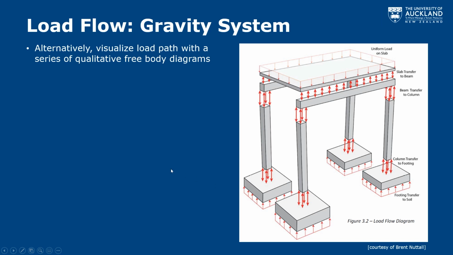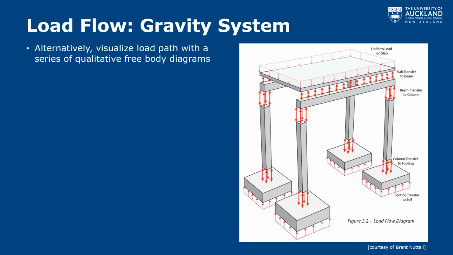and that compression in the column ultimately becomes some compression force on our foundation. So we're doing much the same as we showed in the last slide, where we're thinking, if we have a piece of load here, how do we go from the slab to the beam to the column to the foundation? But instead of thinking of it as directional arrows, we're breaking it down into these qualitative free body diagrams. As I said, it's effectively the same thing, working out the path of our load.